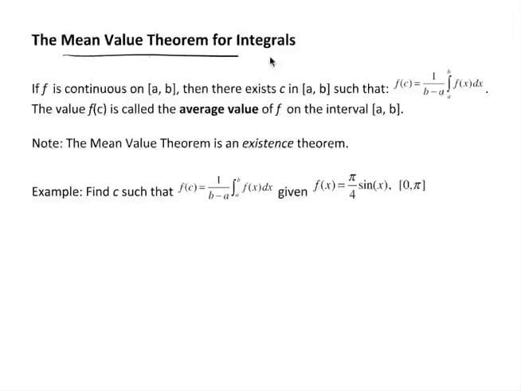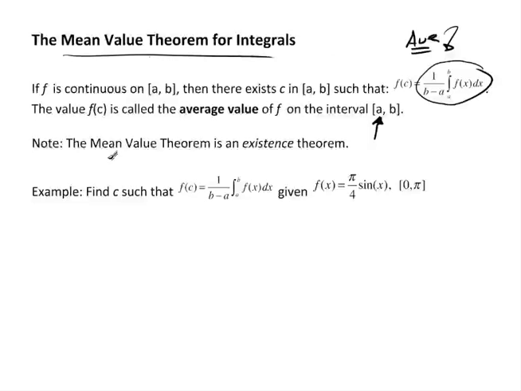Let's talk about the idea of the mean value theorem for integrals. If f is continuous on [a, b], then there exists c in [a, b] such that f(c) is equal to 1 over (b minus a) times the integral from a to b of f(x) dx. Well, we know that this is the average. So what we're saying is that there's a value of c in this interval from a to b such that f(c) is equal to the average of the integral over that entire interval.